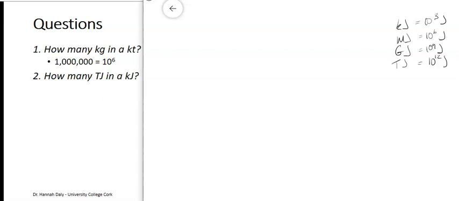So the question is how many terajoules are in a kilojoule. So tera is 10 to the 12, and kilojoule is 10 to the 3. So we've got how many 10 to the 12s equals 10 to the 3. So equals 10 to the 3 minus 12, equals 10 to the minus 9, equals 1 billionth. Basically 10 to the minus 9 is 1 billionth.